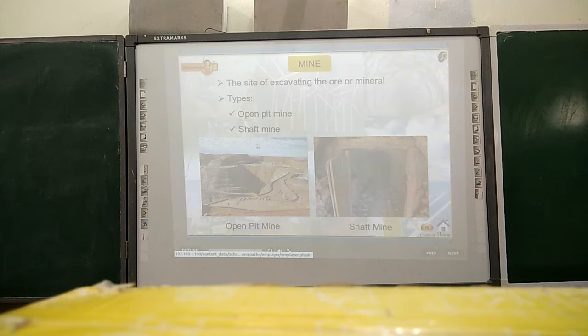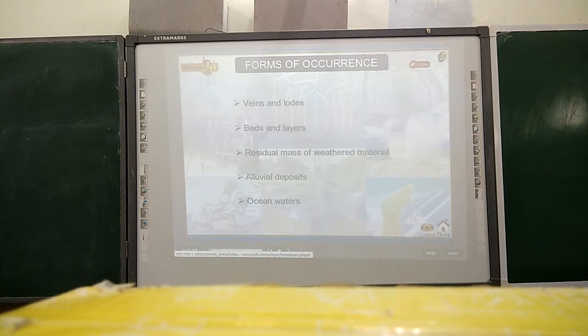Minerals generally occur in veins and lodes, beds and layers, residual mass of weathered material, alluvial deposits, and ocean waters. Here, children, you see the forms of occurrences where these minerals can be identified, where these minerals are going to form.